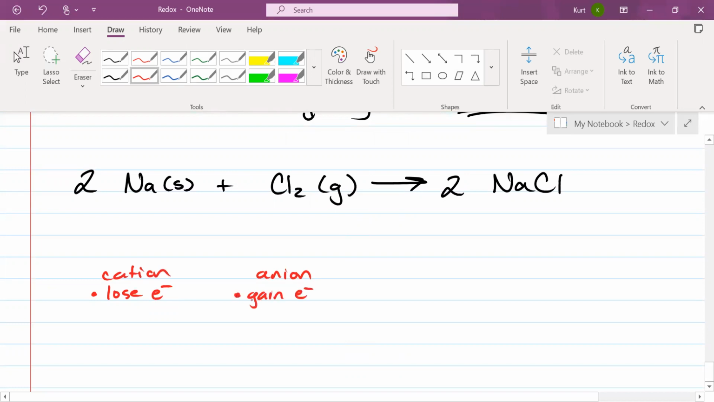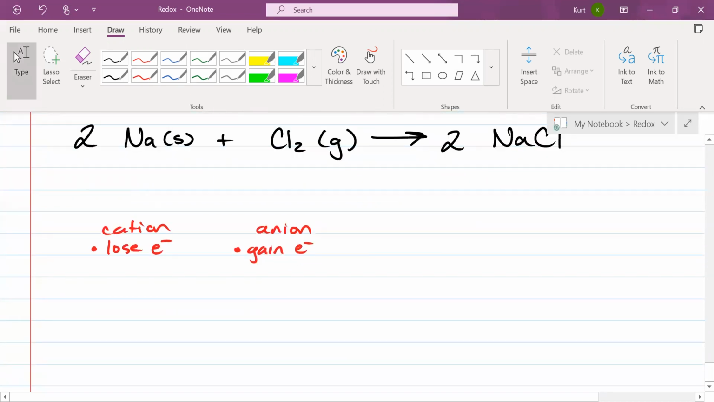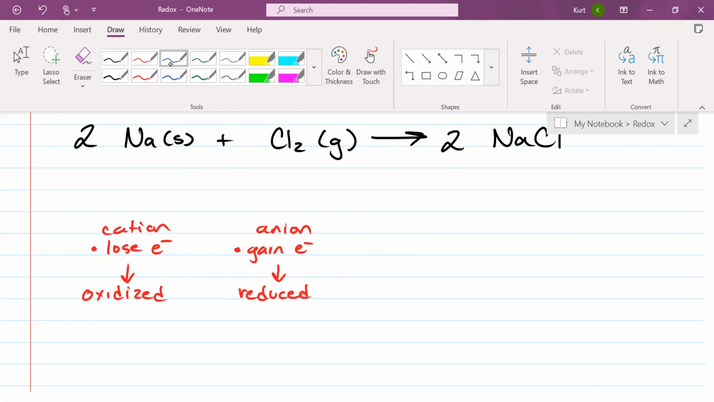So generally, guys, the cation, the positively charged ion, will it be the one that gets oxidized or will it be the one that gets reduced? It gets oxidized. And the anion is the one that gets reduced. That's pretty much going to be the common theme here. Now, if something has been oxidized, that means that it lost an electron or it gave that electron up to the thing that was reduced.